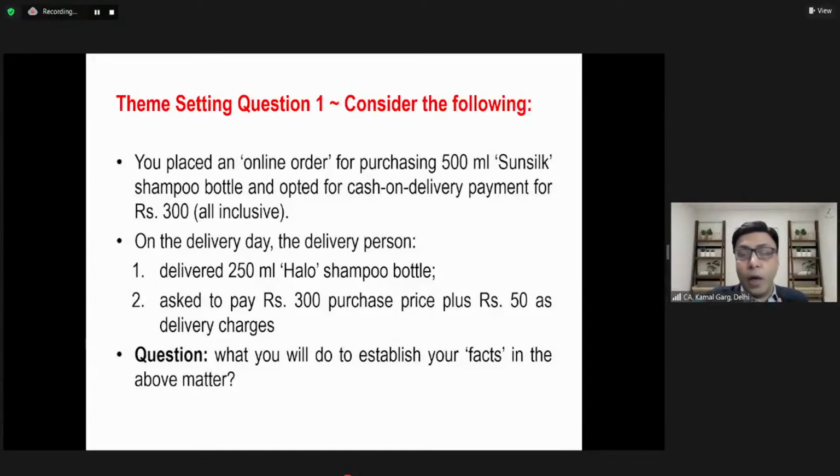So what is the point of documentation over here? The objective of documentation is that it is helping in, number one, proving that you placed the order. Number second, proving what was placed as an order. And number third, it is helping in proving what the price was, what the brand was, what the quantity was, and so on. In the same way, let us move to theme setting question number second. So this is a kind of online order.